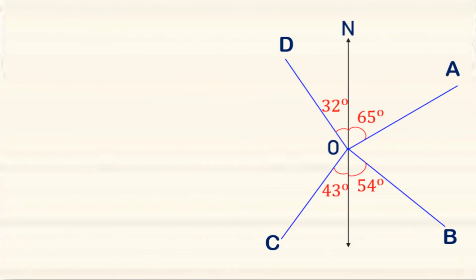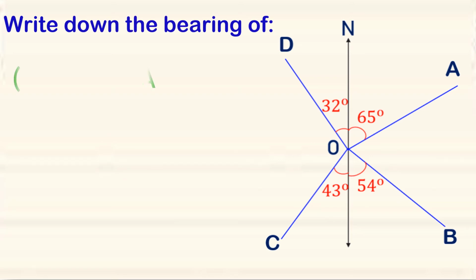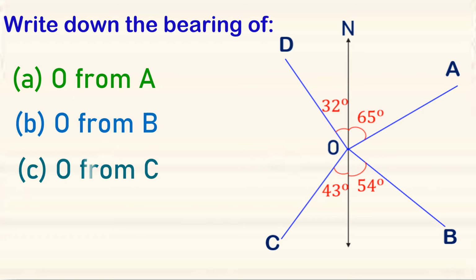Now, let us have another one. So we are going to determine the bearing of O from A. So it is the reverse, and we only have one line in here, so we don't have quadrants. O from A, O from B, O from C, and the bearing of O from D.